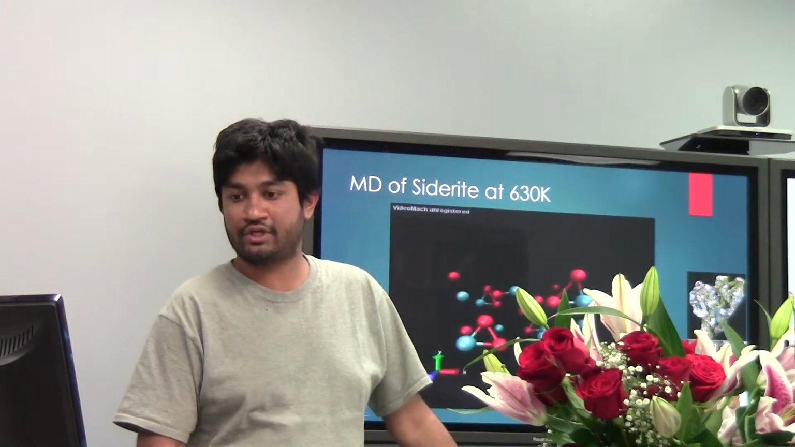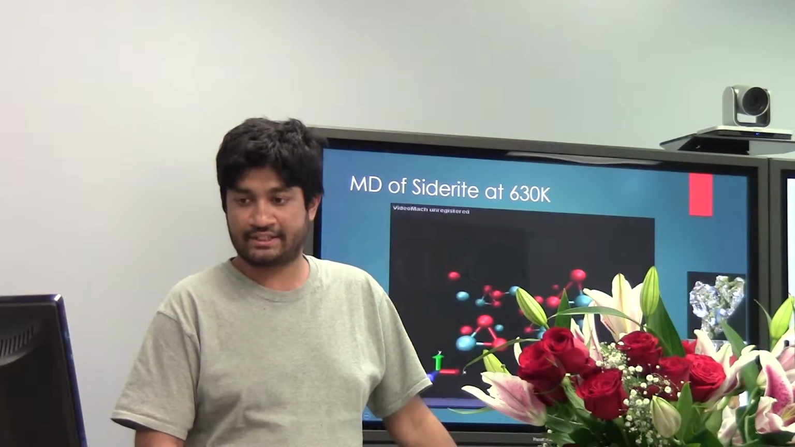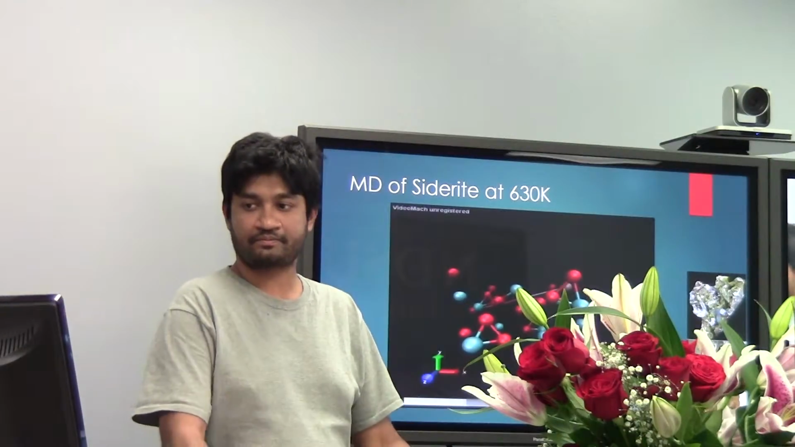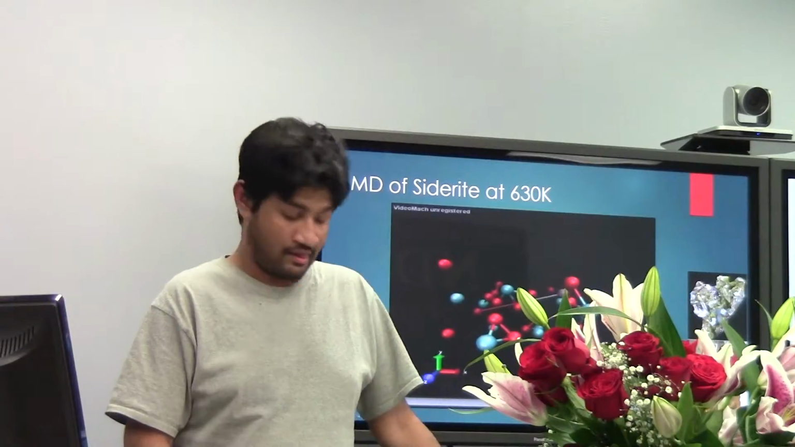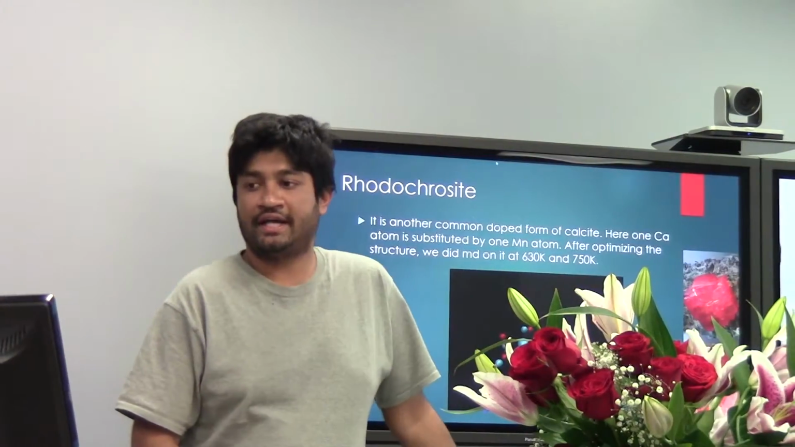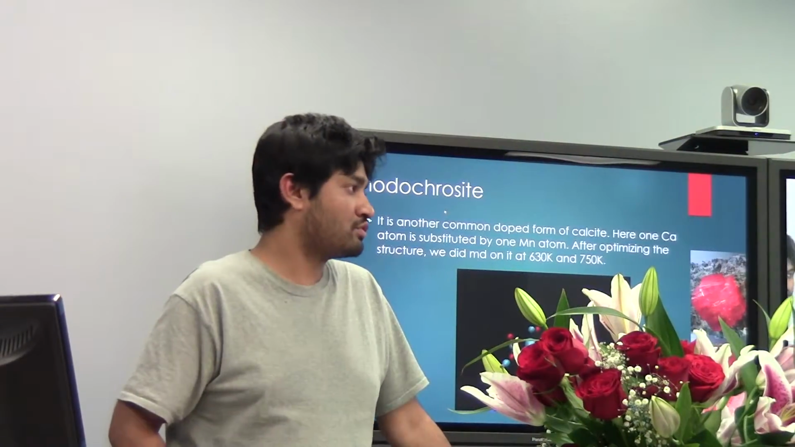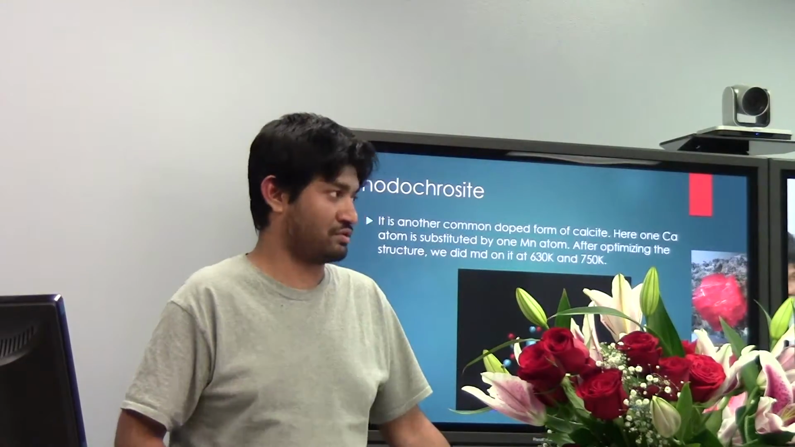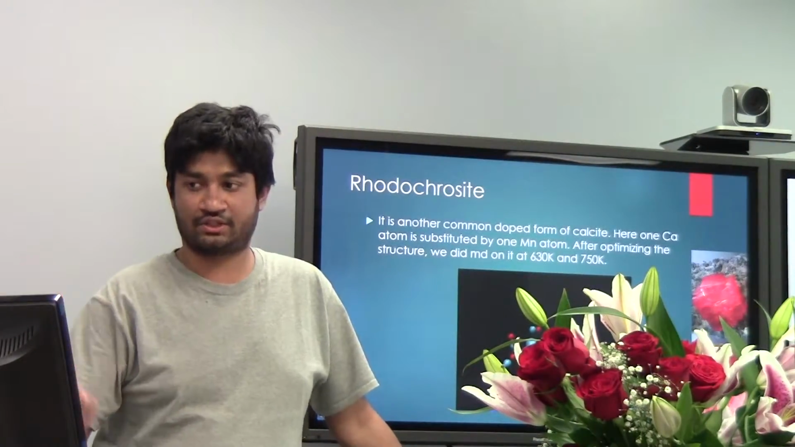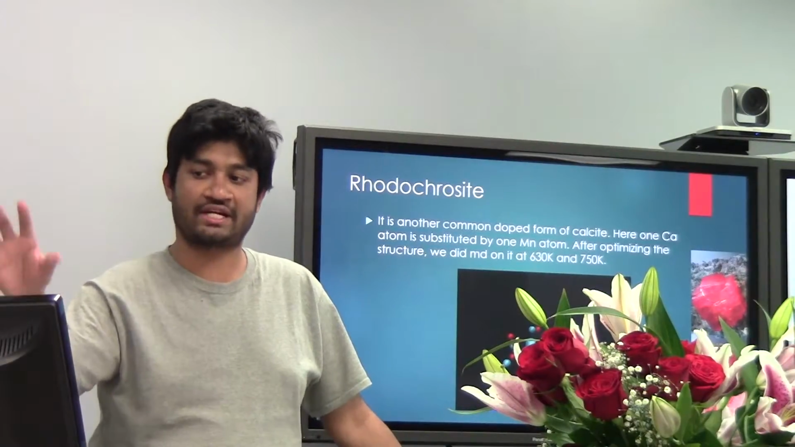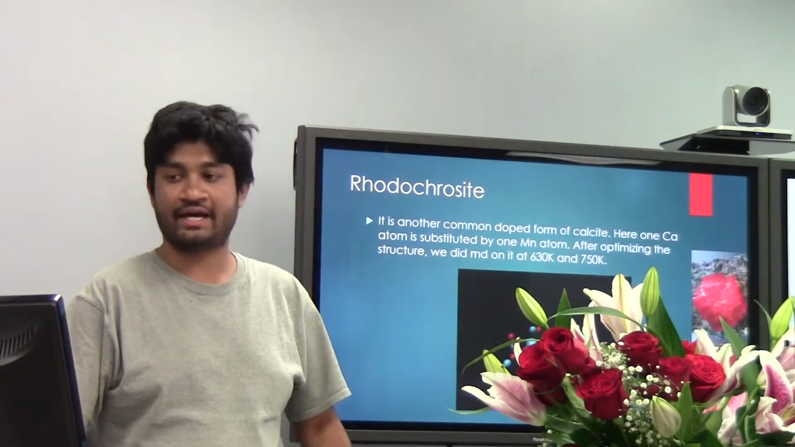This is the MD of siderite at 630 Kelvin. And that's another form of doped calcite. It is rhodochrosite, and we did the simulation at 630 Kelvin and 750 Kelvin.